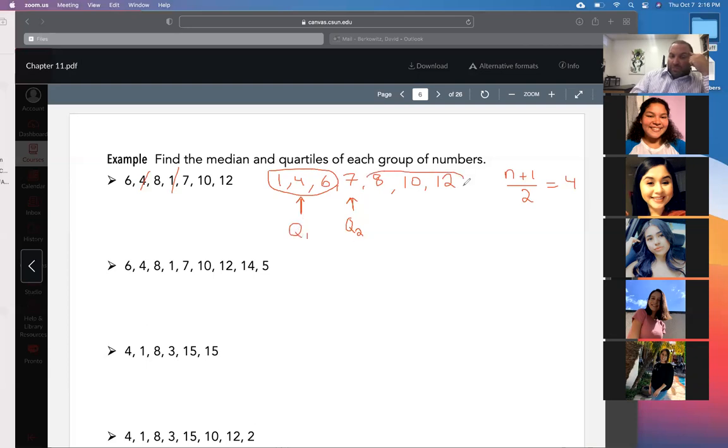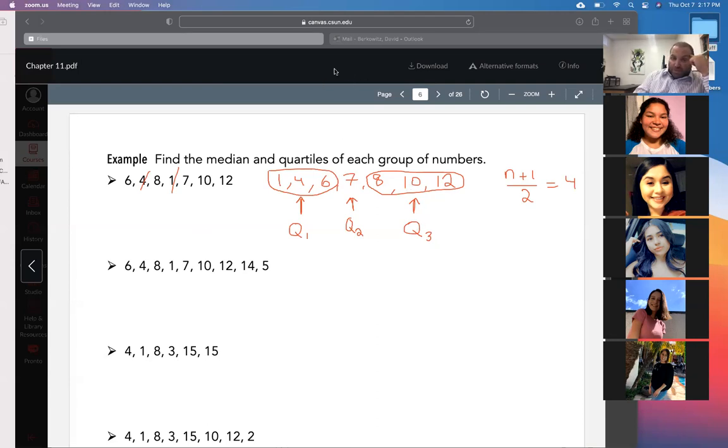I will do the same thing for the other side. The 2nd data point will be my Q3. So what is Q3 equal to? 10. We'll do a few more examples of this, but order them, and then number of data points plus 1 divided by 2, that's the median. Once you have that, you look to the left, use exactly the same formula to find the median of that. You look to the right, exactly the same formula to find the median of that.